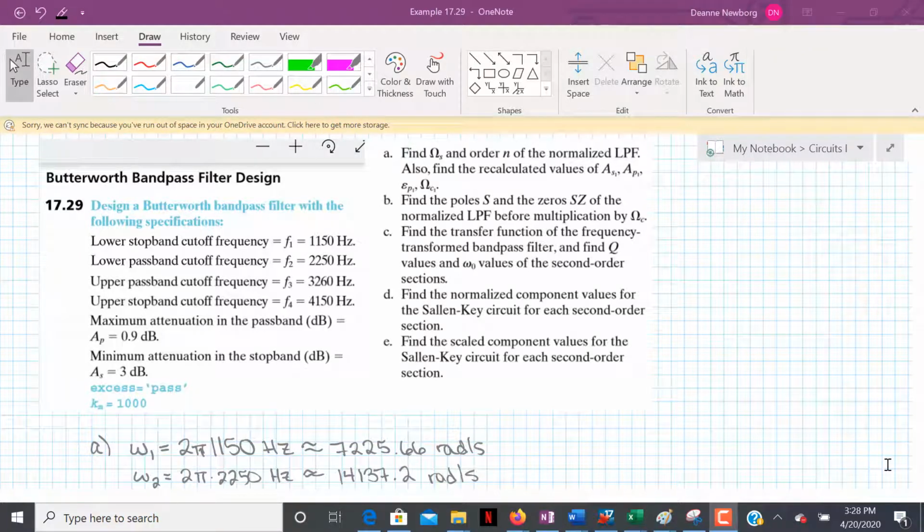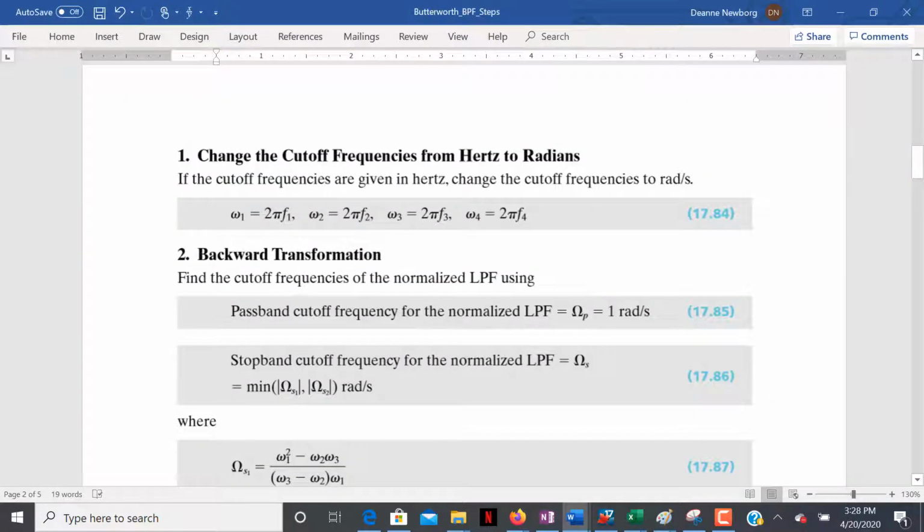Okay, I thought I'd show one more type, at least how I do it. So this is for a bandpass filter. And so I have my bandpass filter steps. The first step is the same as all of them. You change your frequencies, your hertz to radians. And then step 2, the backward transformation.